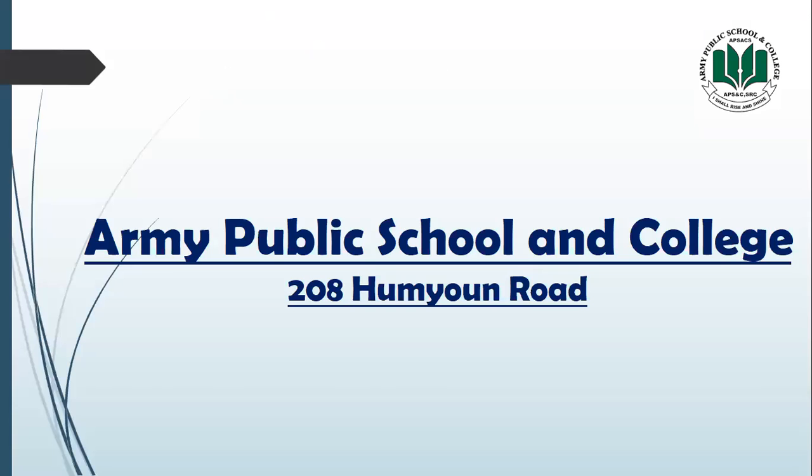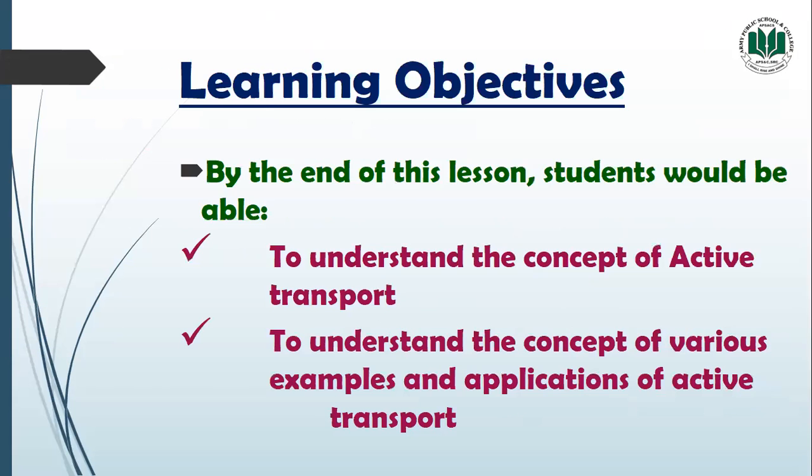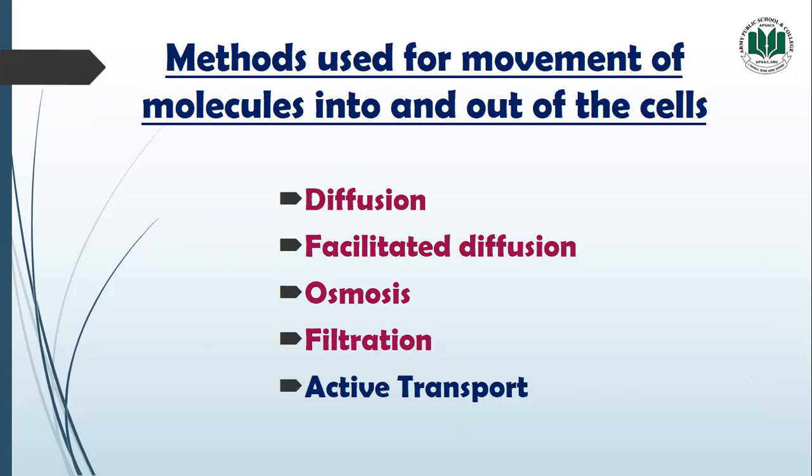Okay, ji, I welcome you all in my video, the lecture from APS Maya Road. It's all about class 8 subject biology, and the chapter number is 4, that is cells and tissues. So the learning objective of this lesson is, by the end of this lesson, students would be able, inshallah, to understand the concept of active transport and to understand various examples and applications of active transport. So, ji, let's start with the next topic.